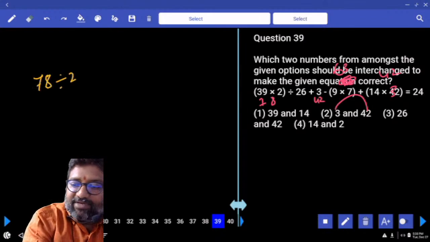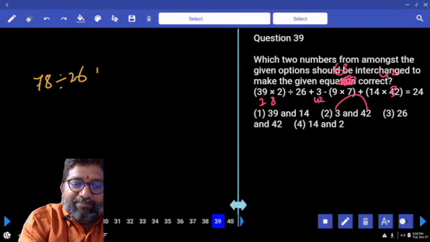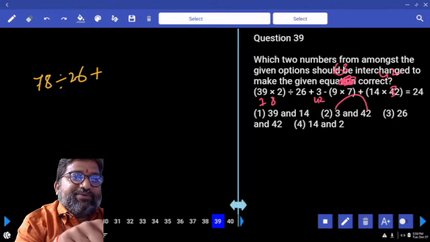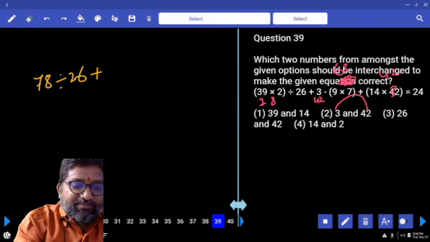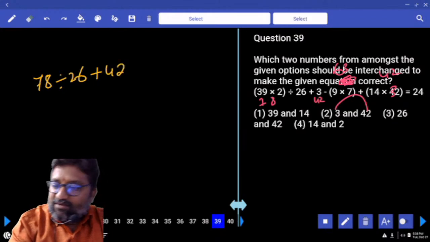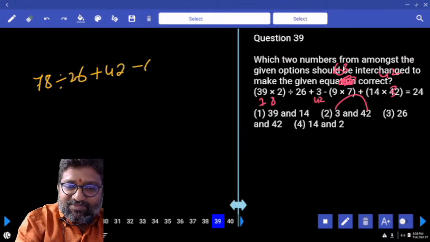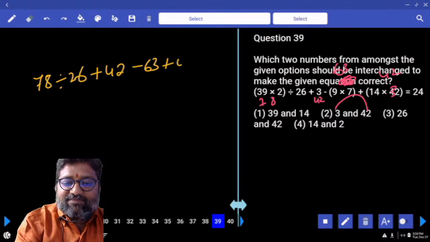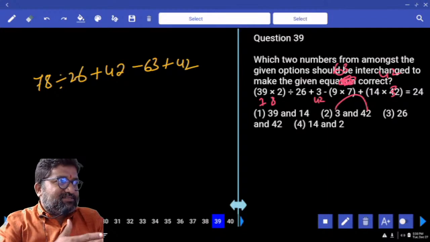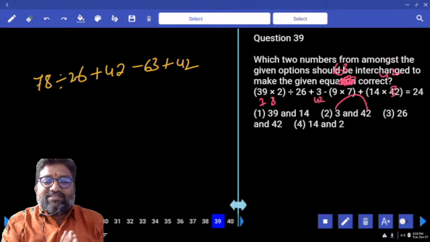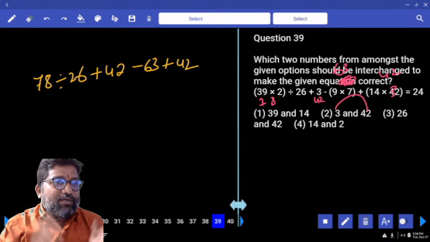78 డివైడెడ్ బై 26, బ్రాకెట్స్ అన్నీ పోయిన తర్వాత ప్లస్ 3 42 42. ఎందుకమ్మా? బికాస్ వీ హ్యావ్ ఇంటర్చేంజ్ 3 and 42. ప్లీజ్ బీ కేర్‌ఫుల్, ఓకే? అండ్ దెన్ మైనస్ 63 ప్లస్. Now this is your final output. Is this clear? From this we'll try to guess the answer and say whether it is 24 or not.